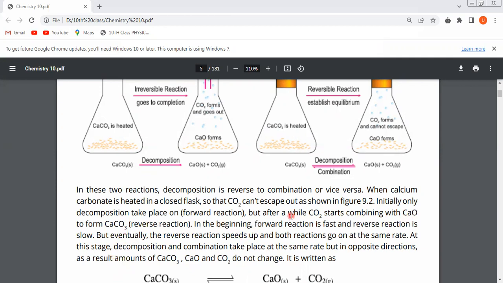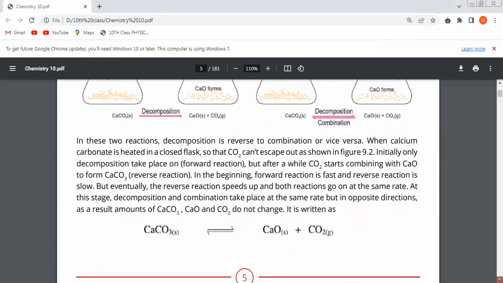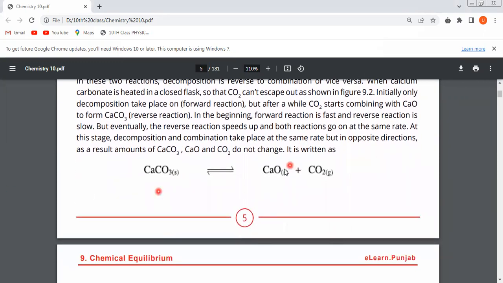In the beginning, forward reaction is fast and reverse reaction is slow, but eventually the reverse reaction speeds up and both reactions go on at the same rate. At this stage, decomposition and combination take place at the same rate, but in opposite directions. As a result, the amounts of CaCO3, CaO, and CO2 do not change. It is written as CaCO3 forward and reverse reaction CaO plus CO2.